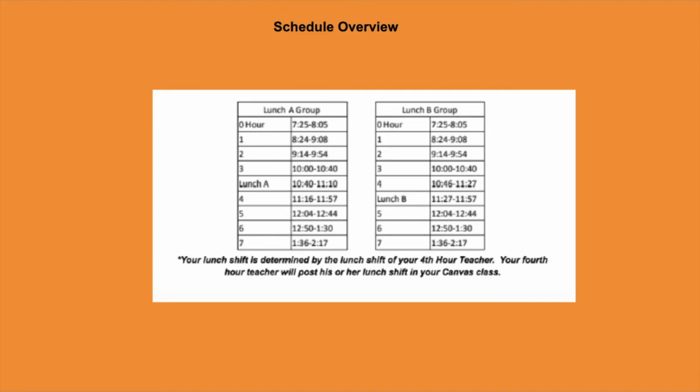B lunch group: same first 3 periods, but after third hour, if you have B lunch, you're going to then go to your fourth hour at 10:46, and then you will have your B lunch break from 11:27 to 11:57, and then 5th, 6th, and 7th hour sync back up like the A lunch schedule as well.